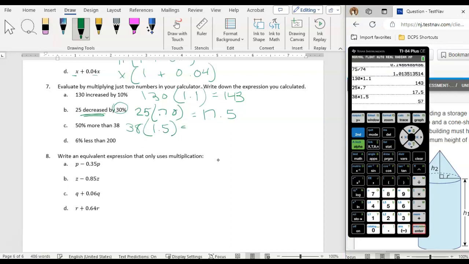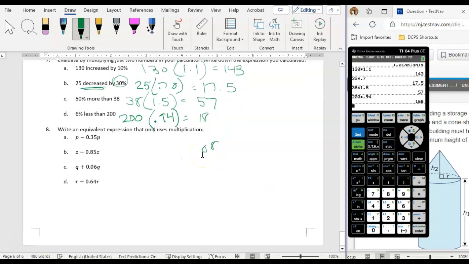Times 1.5 gives us 57. And then 6% less than 200. So 200. And then we're taking minus 6%. So we're left with 94%. So 200 times 0.94 gives us 188.